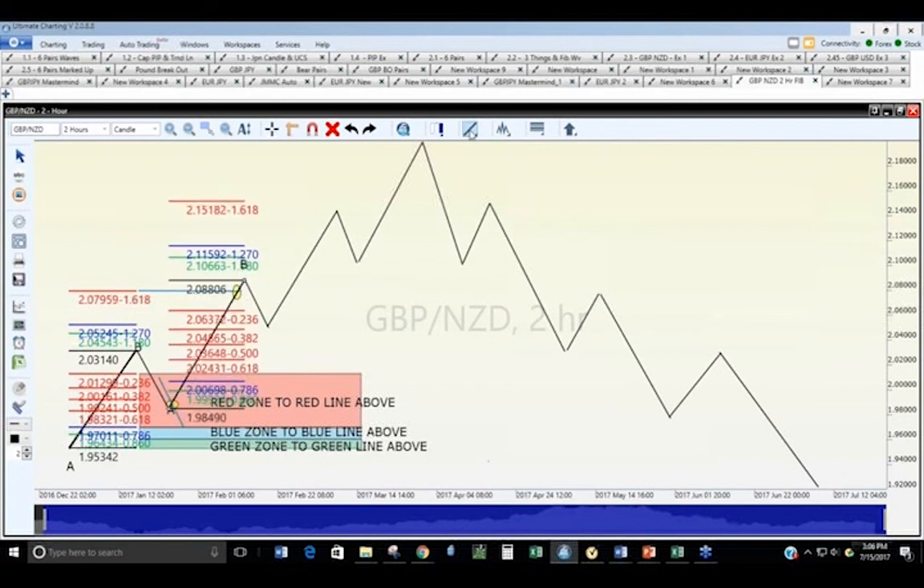And this is what happens. We see that it comes down right here. Everybody see that? It came down to the red zone and it goes up to the red line. And we do it again, and we keep on going and we keep it going.